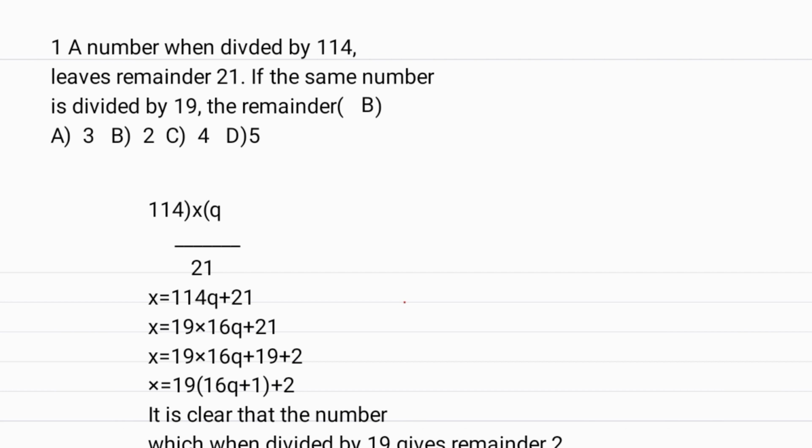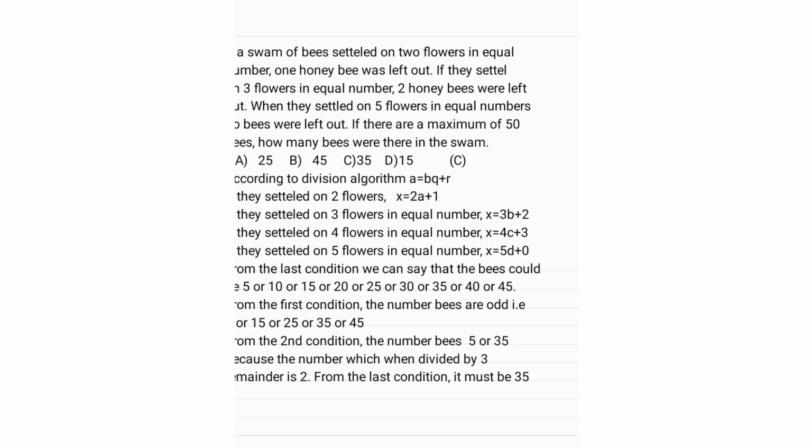A number divided by 114 leaves the remainder 20. If the same number is divided by 19, the remainder is. According to the division algorithm, x is equal to bq plus r, we can write x is equal to 19 into (6q plus 1) plus 2. It is clear that the remainder here is 2. So what is the option here? 2. Let's go through one more important and interesting question.